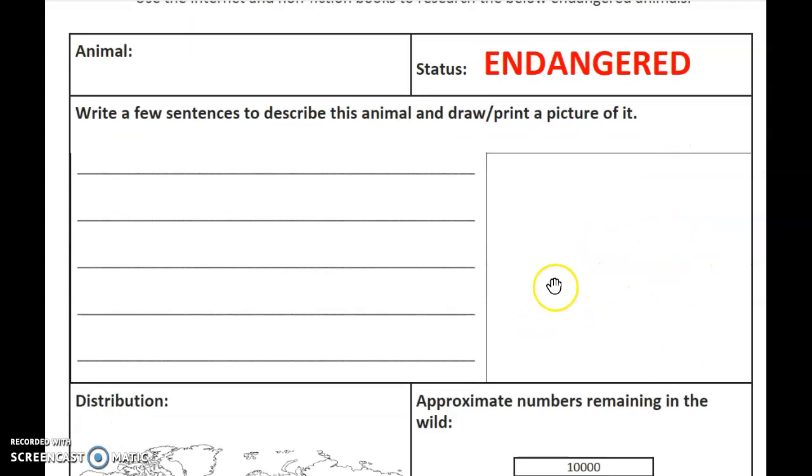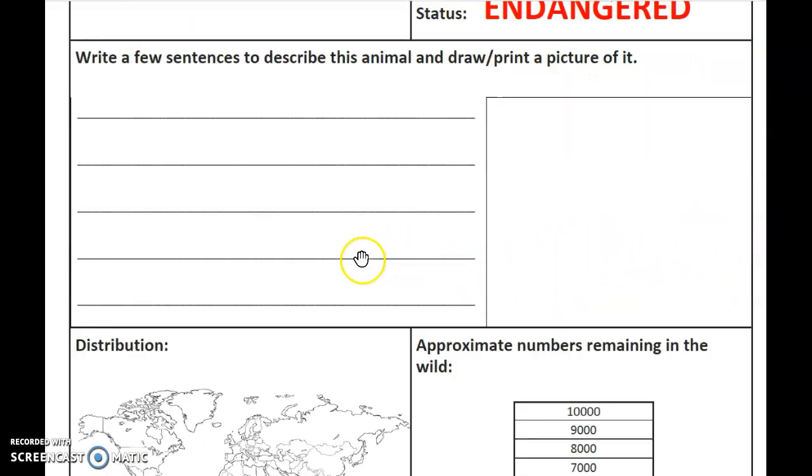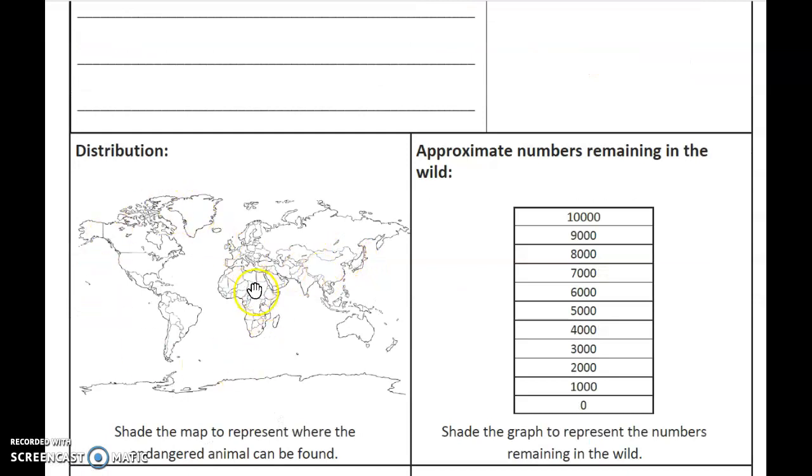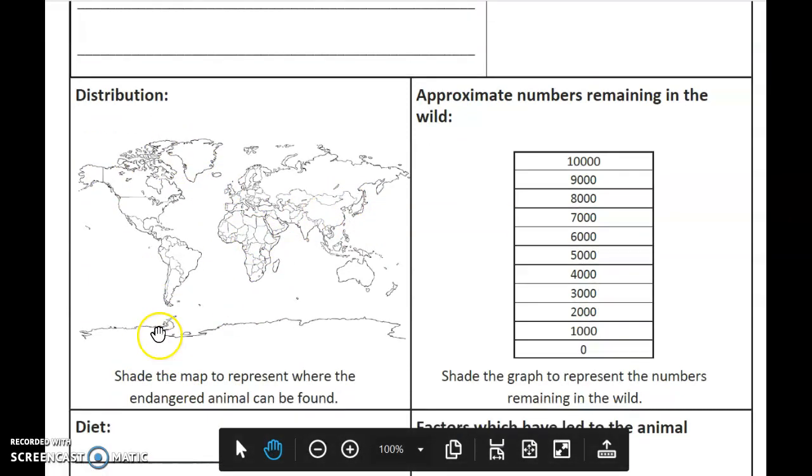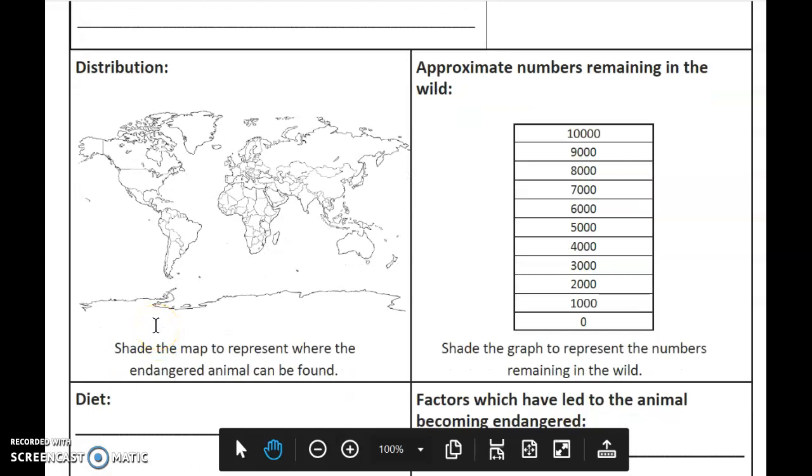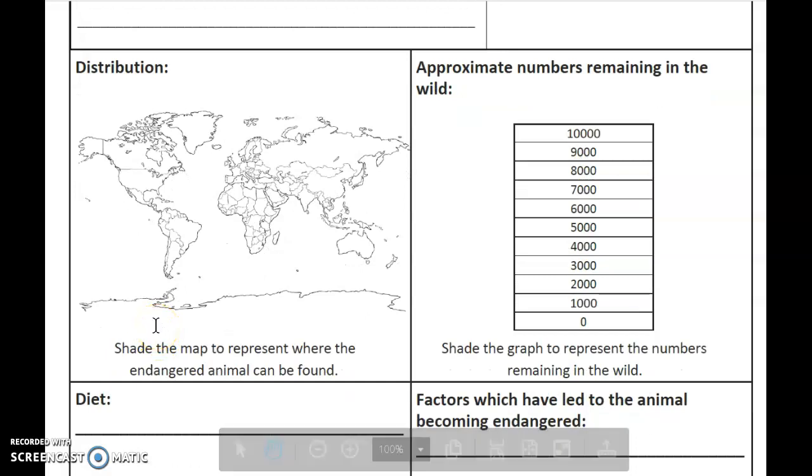Here, you draw a picture or print a picture and glue it here of the animal. This is the distribution. Shade the map to represent where the endangered animal can be found. So if the endangered animal is found in England, you would colour England. If the endangered animal is found in Australia, you colour Australia, okay? If the endangered animal is found all over the world, you would have to colour all the world. But I don't think it would be found all over the world if it's endangered, because it means there aren't many left.